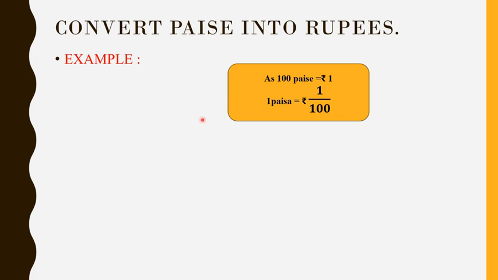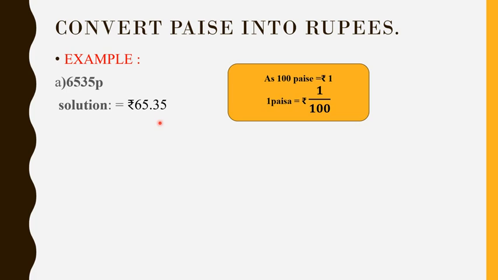So rupee 1 equals 100 paise, or we can say 100 paise equals rupee 1, or 1 paise is 1/100th part of rupee 1. So how are we going to do this? We are going to add the rupee symbol first, then we will count 2 digits from the right side, because our paise part is on the right side only. So we will count from the right side, 1, 2, and then we will put a dot. So after counting 2 digits we will put a dot.